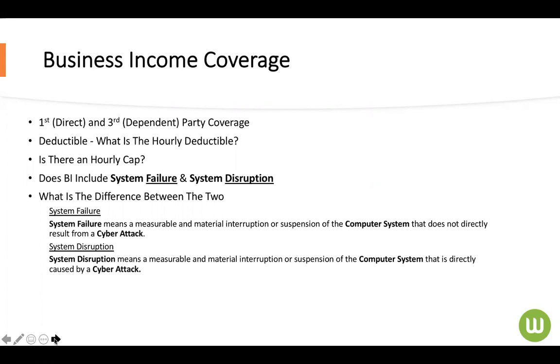Keep in mind, this is first and third party. So if you have a client that's relying on a third party provider, Microsoft, Amazon Web Services, AWS, a cloud provider, and they go down, your insured would have coverage for business income.